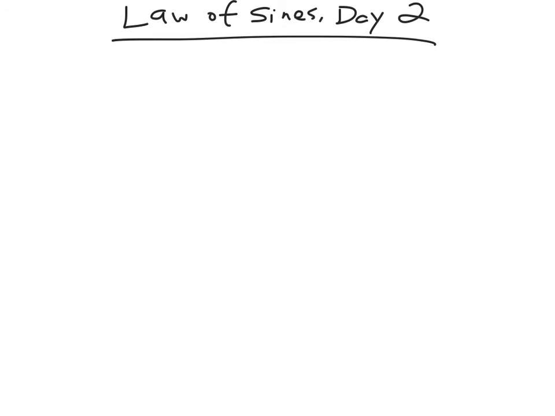Okay, the law of sines, day 2. Now we're going to be looking at the side-side angle scenario of the law of sines. We saw the two angles and one side scenario yesterday. Two sides and one angle means that we would have knowledge about two consecutive sides.